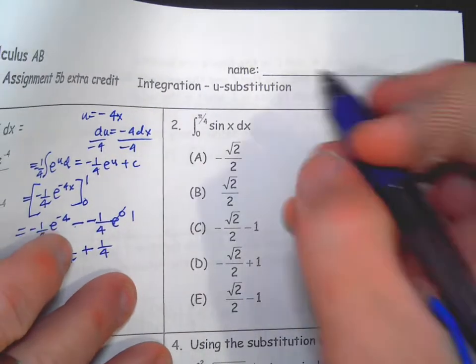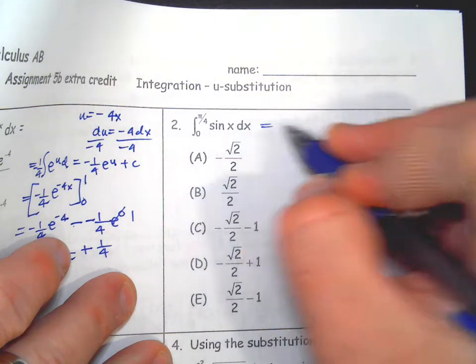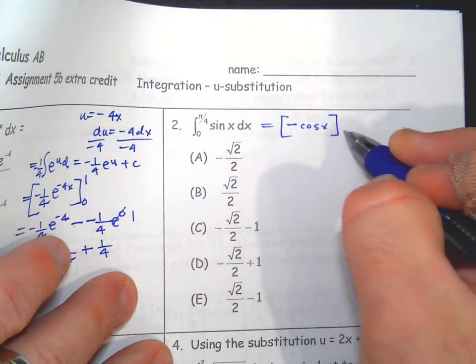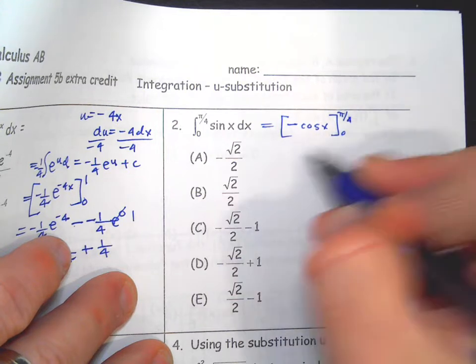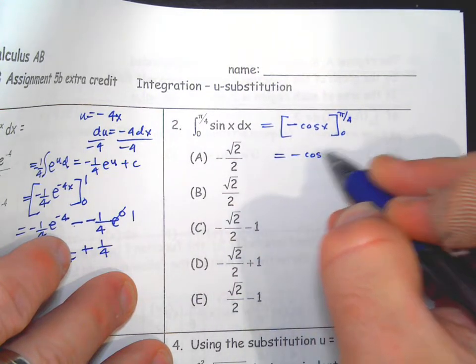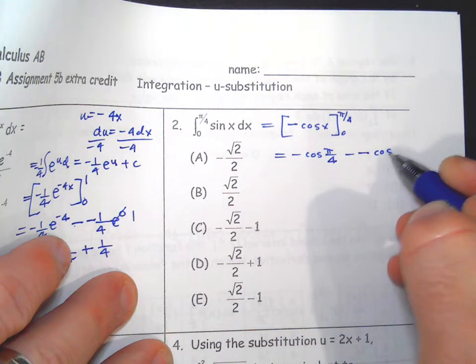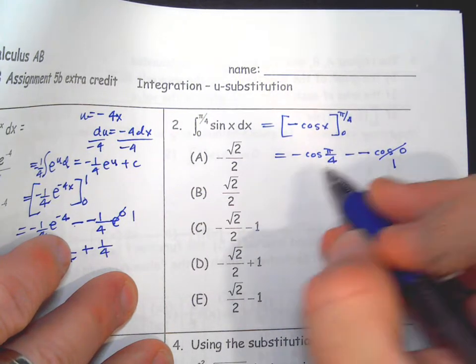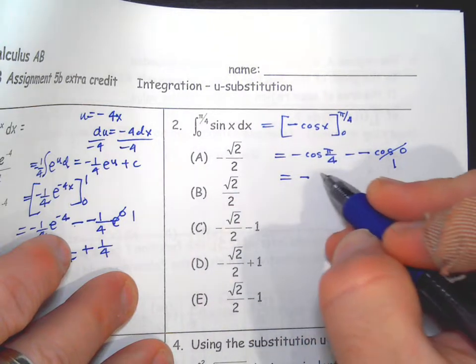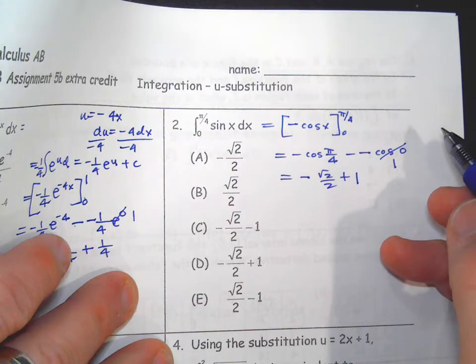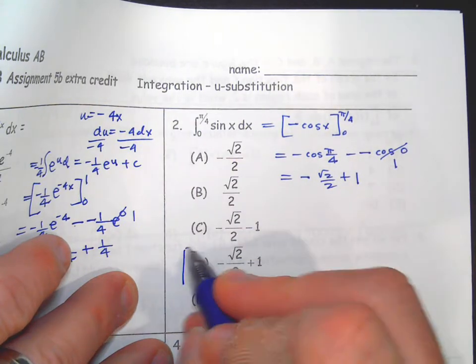The antiderivative of sine is negative cosine. And then we're going to plug limits in. So you plug pi over 4 in, minus negative cosine 0. Cosine 0 is 1. Cosine pi over 4 is root 2 over 2, so negative root 2 over 2 plus 1. So do we see that answer? Negative root 2 over 2 plus 1.